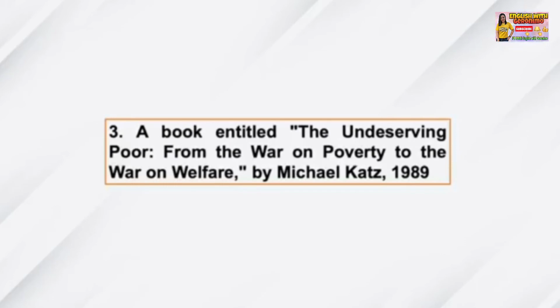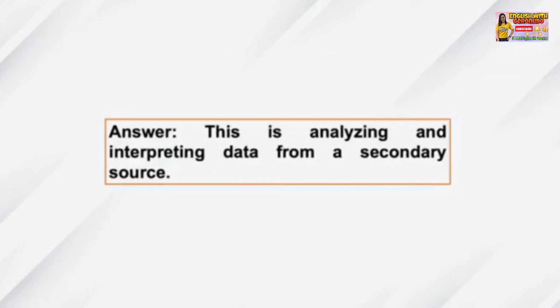Number 3. A book entitled The Undeserving Poor, From the War on Poverty to the War on Welfare by Michael Katz, 1989. This is analyzing and interpreting data from a secondary source.